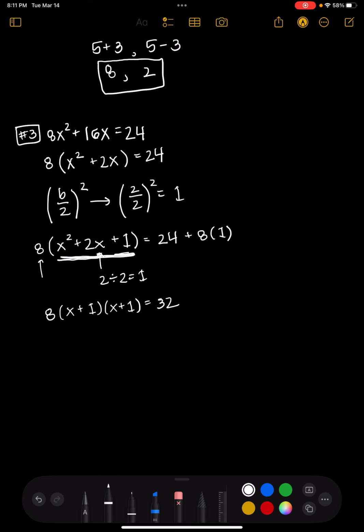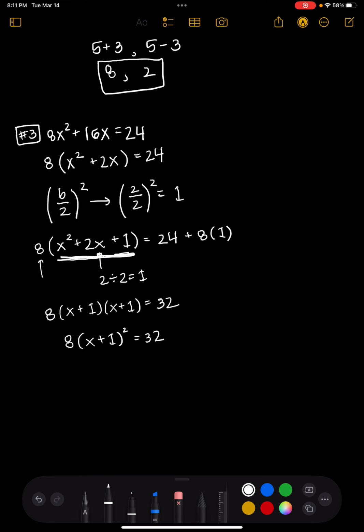Okay, now the next step is to combine those x plus 1s. I can write it as 8 times x plus 1 squared equals 32. And then I want to get the x by itself. So normally we would square root at this point, but we have that 8 in front.